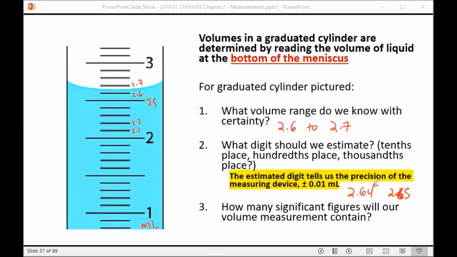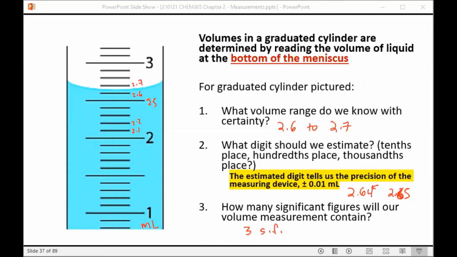And so the estimated digit is in the hundredths place, which tells us the precision of the measuring device is plus or minus 0.01. If you took a good measurement, you would expect any other measurements taken to be plus or minus that same estimated digit, plus or minus 1. So if we count up the sig figs, our certain digits are the 2 and the 6, plus our 1 estimated digit, we have 3 sig figs in this measurement.